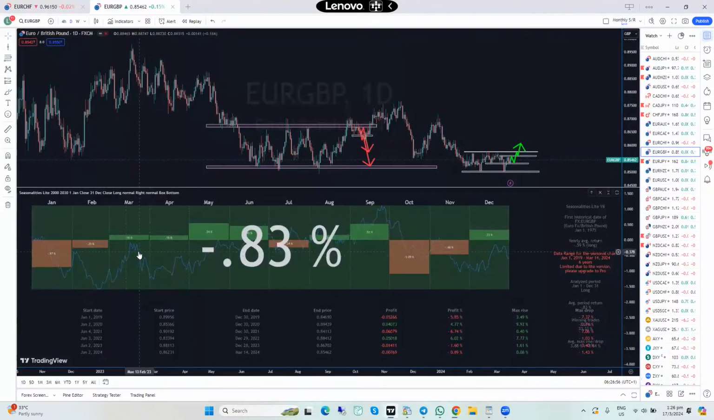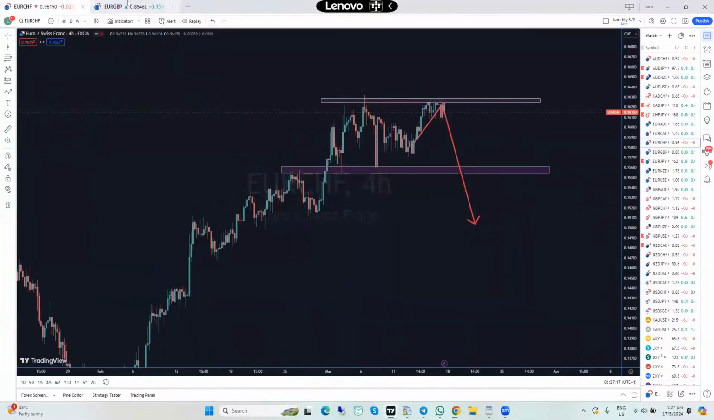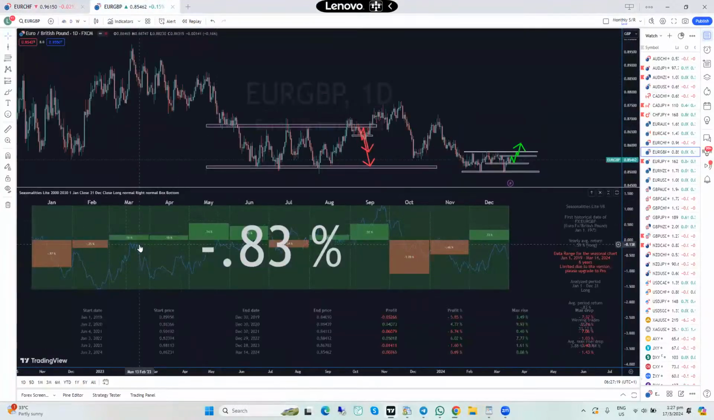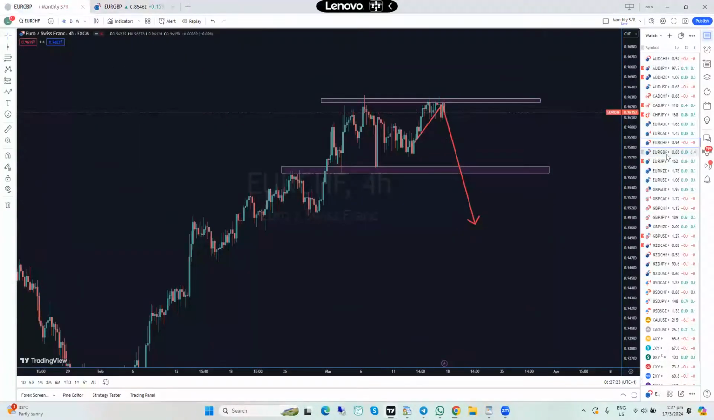Euro pound. So when we're looking at it, Jan and Feb, huge bearish trend, followed by March, April, May, and June, there will be some gains. Now, this is something that we may actually be interested in looking at. So let's have a look at it for Euro pound. Again, looking for a bullish trend to happen.